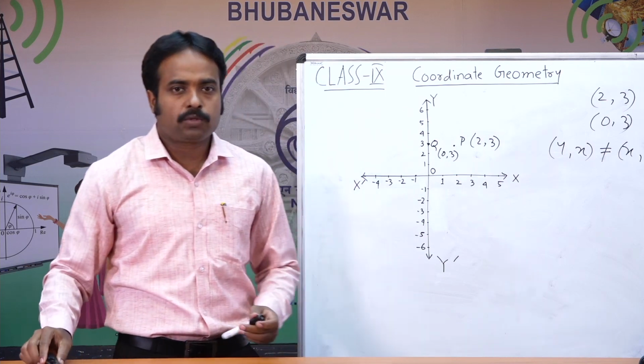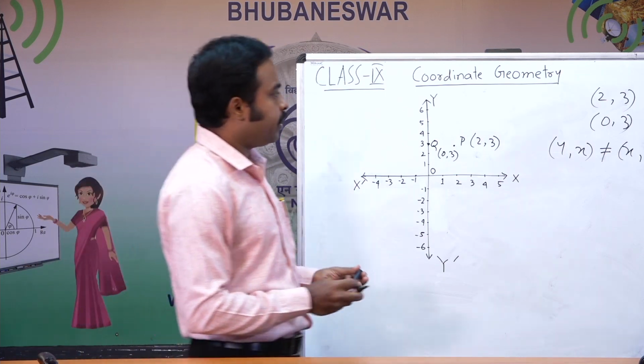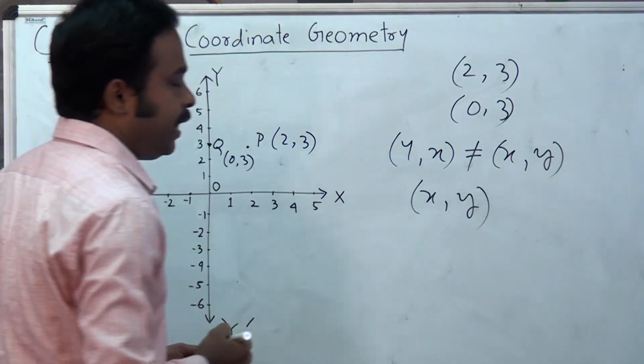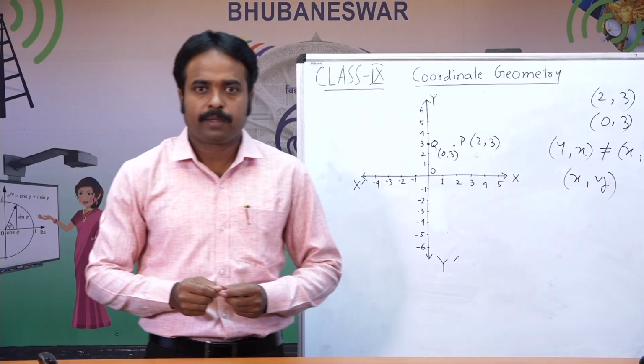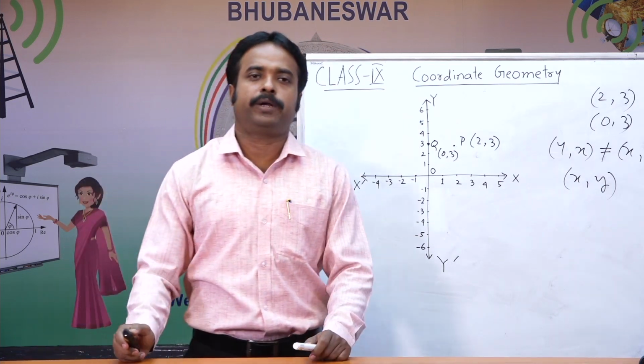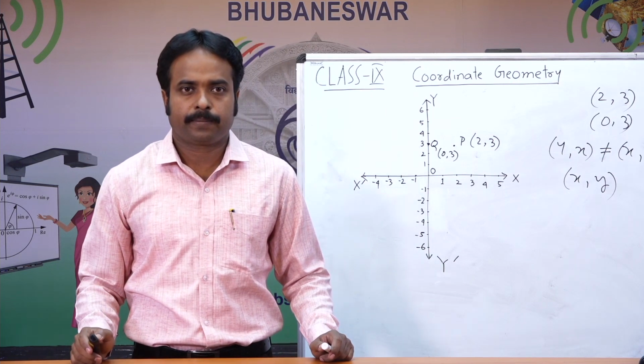Therefore, (x, y) is called an ordered pair. For this reason, we say that (x, y) is an ordered pair. So the order of x and y is very much important here.